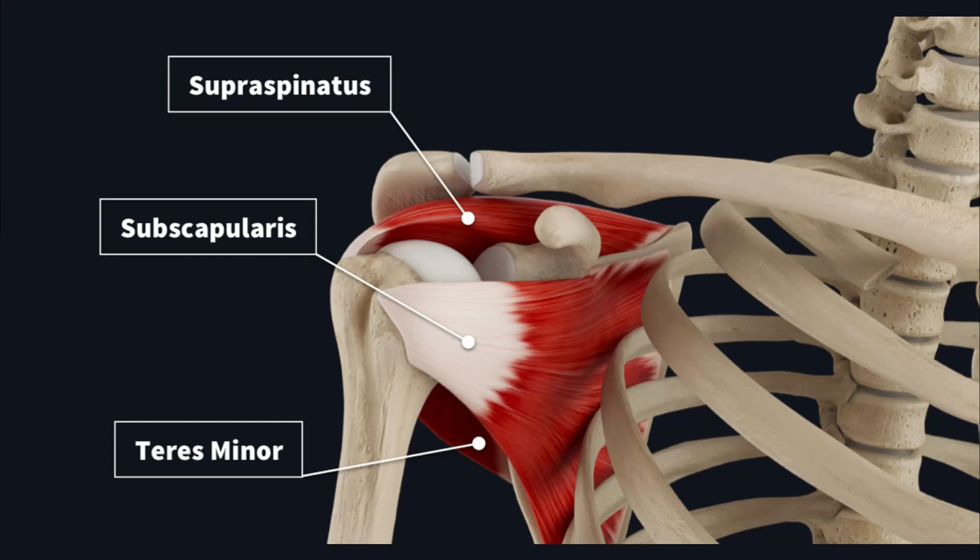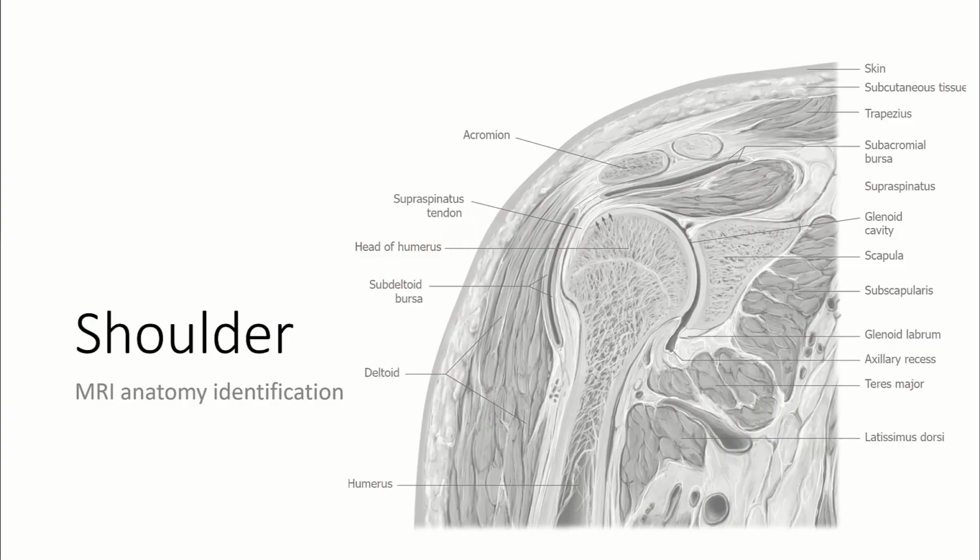I like how it depicts the attachment of the three posterior muscles to the greater tubercle, noted by a G, and anteriorly positioned subscapularis to the lesser tubercle, noted by an L. Now let's look for these tendons and muscles on MR imaging.